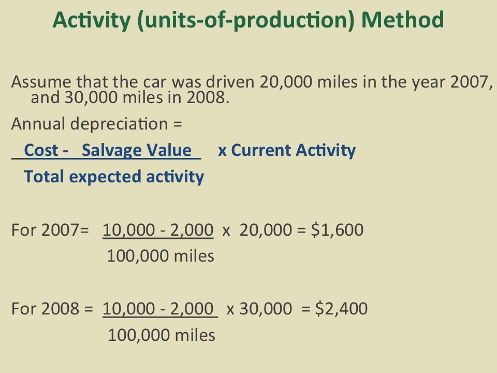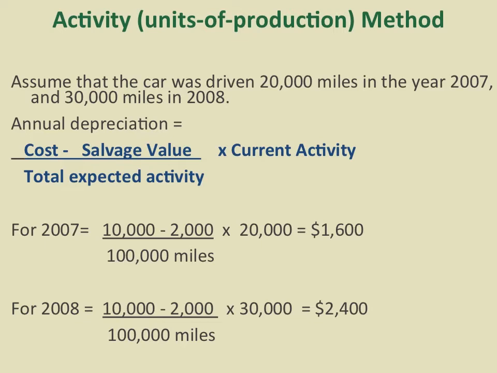Now, let's first see activity method, or you can call it units of production method. This method particularly says that the more you use a particular asset, the higher the depreciation expense. Assume that this car was driven 20,000 miles in the year 2007 and 30,000 miles in 2008. So we're expecting to see, in 2008, depreciation expense will be higher under this activity method.